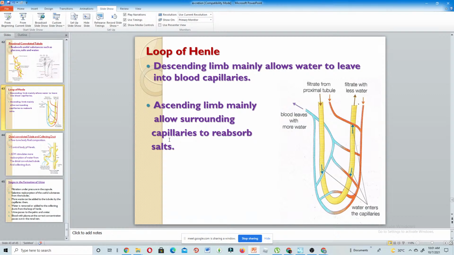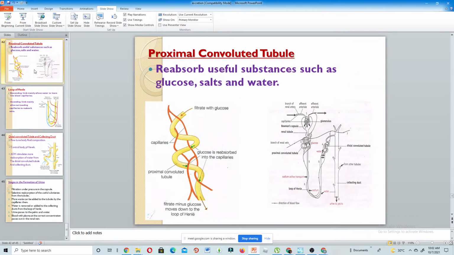James? Say the three substances. Oh, you want the three substances that are reabsorbed at the proximal convoluted tubule? Those would be salt, glucose, and water. Salt, glucose, and water. Those are the three substances that are reabsorbed at the proximal convoluted tubule.